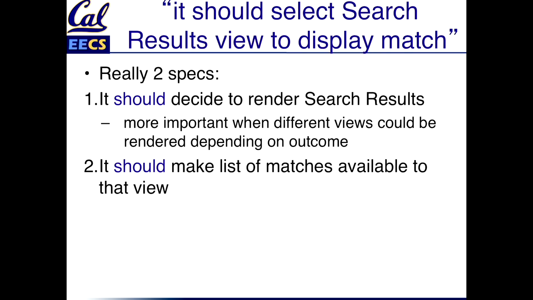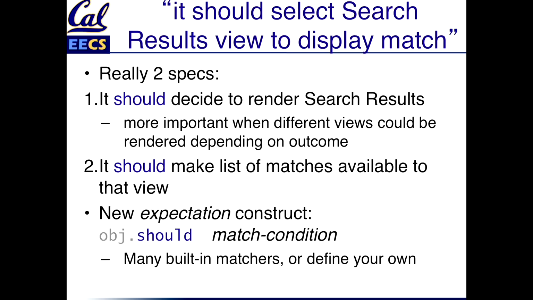So this is really two different specs. And we could take the same approach we did before. Each spec can get its own it block. And we're going to see what expectation constructs we can use. Just like we use should receive to express the concept that it should call a certain method in another class, we're going to now use a new expectation construct called should, which is basically based on the concept of a matcher.